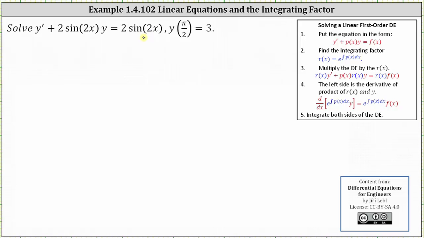But again, we'll use an integrating factor, and therefore we need to make sure the differential equation is in the form of y prime plus p of x times y equals f of x, so that we can identify the function p of x. And notice how the given equation is in this form, where p of x is equal to 2 sine 2x.